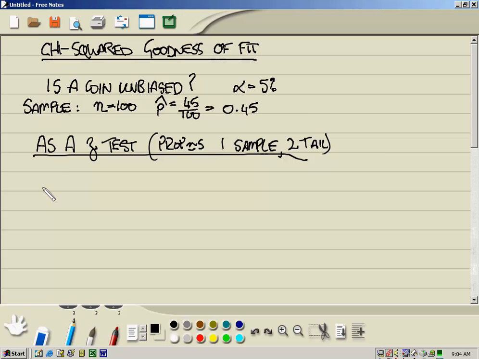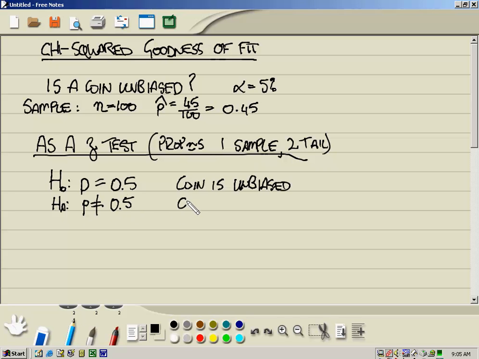Alright, so let's quickly go through this z-test, since we've done many of them up to this point. It's a two-tailed test, so the true proportion of heads is equal to a half, if the coin is going to be unbiased. So if that's true, the coin is unbiased. And alternatively, P not equal to a half, and the coin is biased.